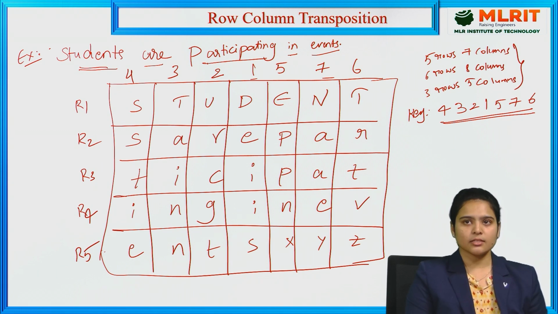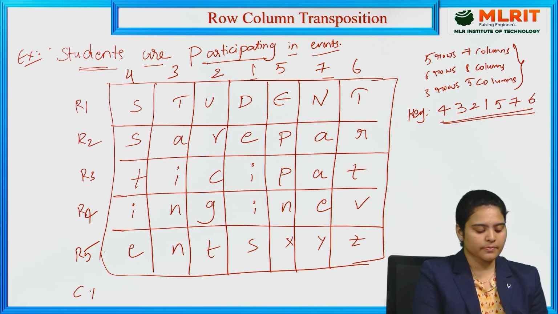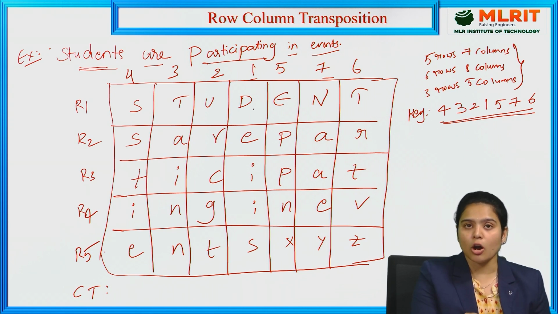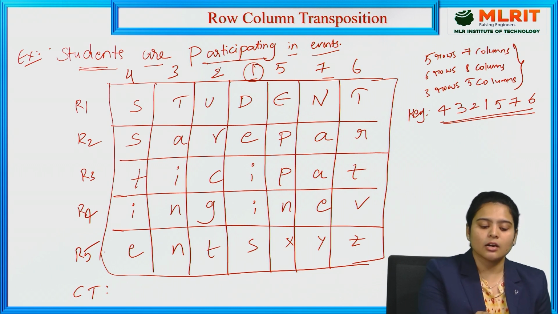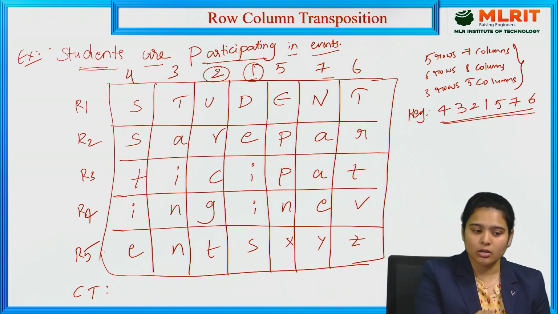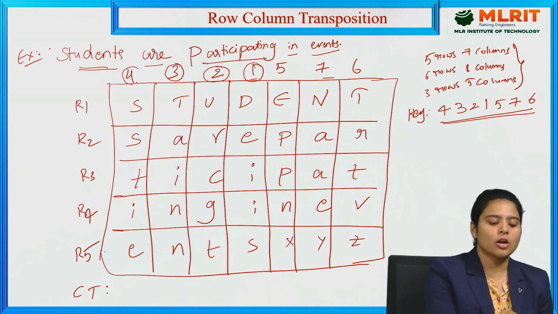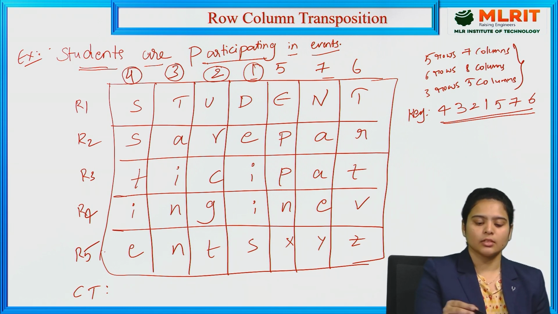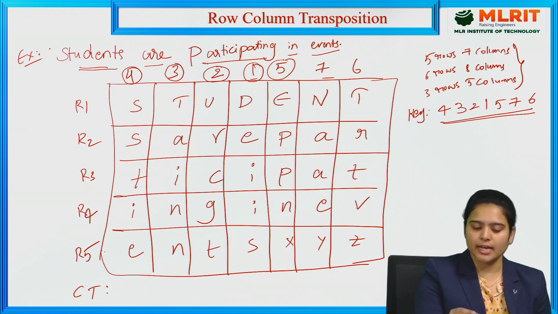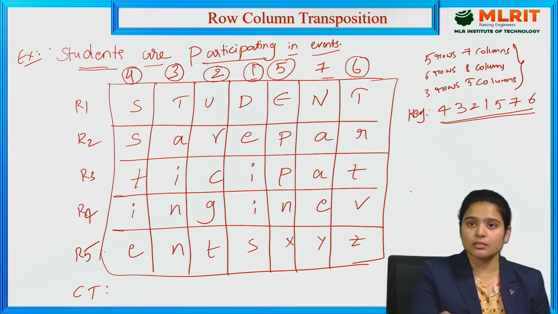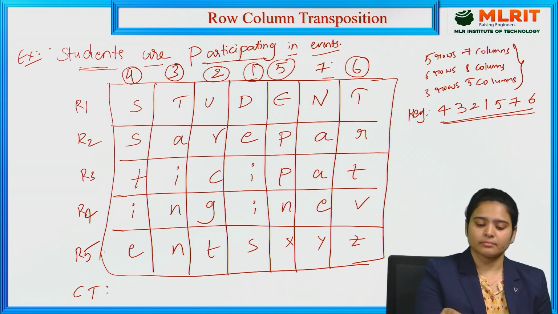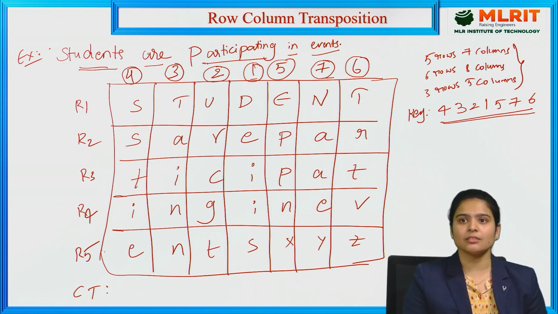So here, what is the ciphertext? The ciphertext will be: the 4th column is considered as the first column. The next, 3rd column is considered as the second column. Second column is considered as the 3rd column. First column is referred to as the 4th column. And 5th column is referred to as the 5th column. Last, 7th column is considered as the 6th column. And 6th column is considered as the 7th column.